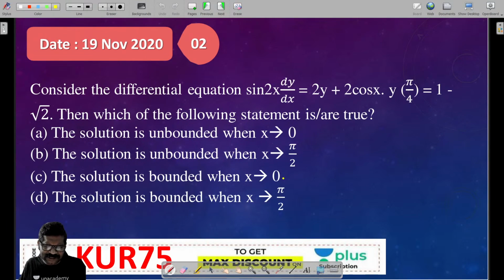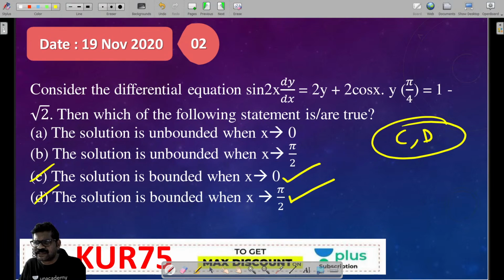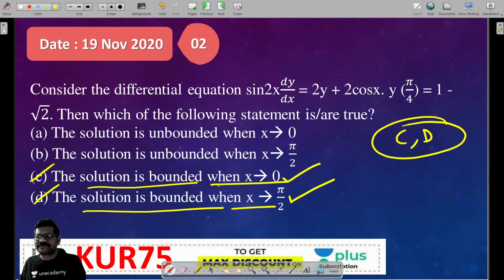So, option C is correct. Option D is also correct. Therefore, correct answers are C and D. Because they have given the solution is bounded when x tends to 0, and the solution is bounded when x tends to pi by 2. When x tends to 0, y is minus 1, and when x tends to pi by 2, y is tending to 0. That's why the solution is bounded in both cases. Third option and fourth option, both are found correct.